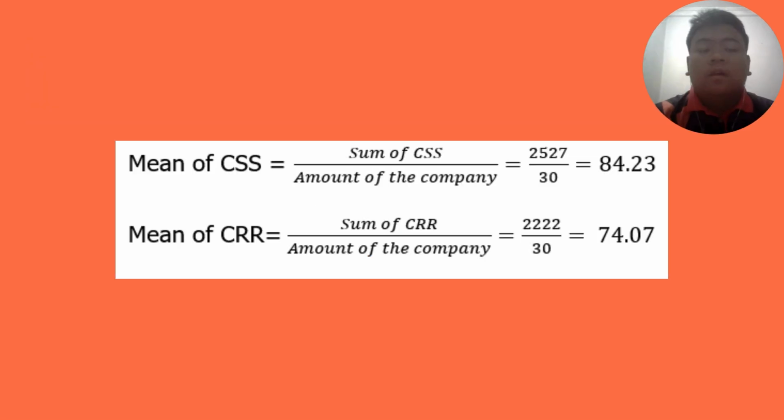In order to find the covariance, from the table, we need to calculate the mean of the customer satisfaction score and the customer retention rate. We have the formula over here, and after the calculation, we got the mean of CSS, where CSS is the customer satisfaction score, which is 84.23. For the customer retention rate, we get around 74.07.